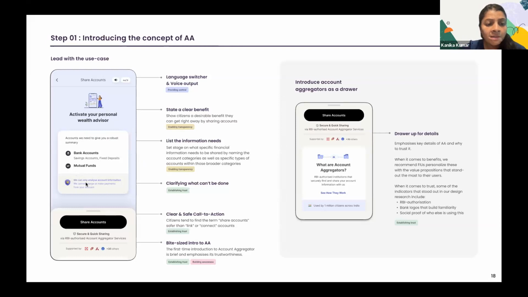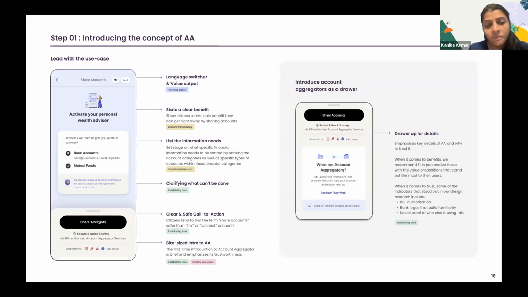So the fact that this is only to analyze your account information and not to make payments from your account was actually a very important disclaimer to show right up front, to have a clear and safe call to action.